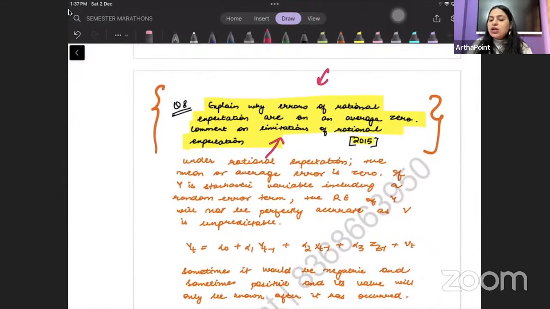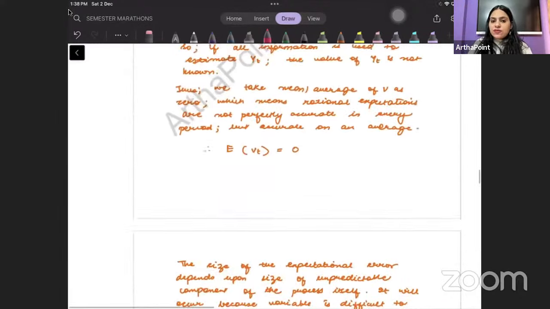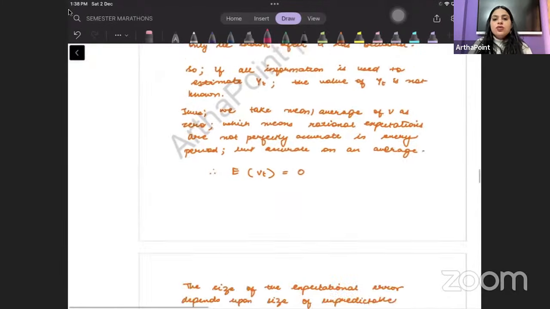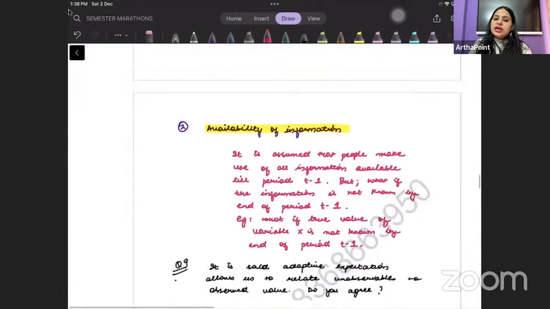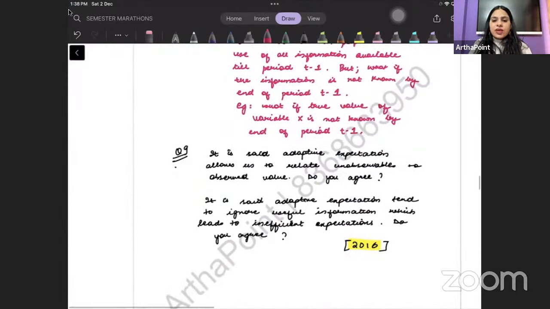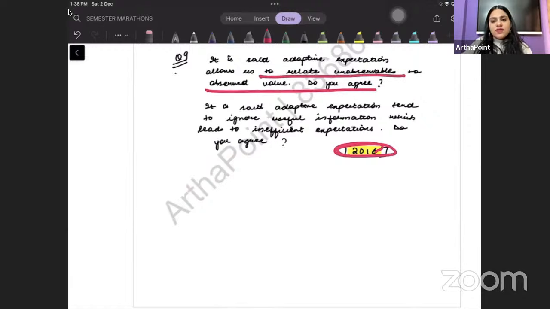Then it says talk about the limitations. बेटा हमने first question में limitations discuss की हैं. So then you will go ahead and write the criticism. So first you will explain why error is 0. Then you will explain the limitations of your rational expectation. Is that clear? Okay, beta. Come to the next question. This is asked in year 2016. What is this saying, beta? ये बोलता है, it is said that adaptive expectation allows to relate unobservable to observable. Is it true? Yes, it is true.